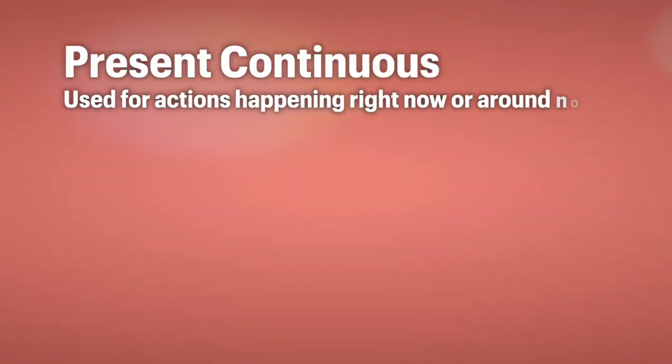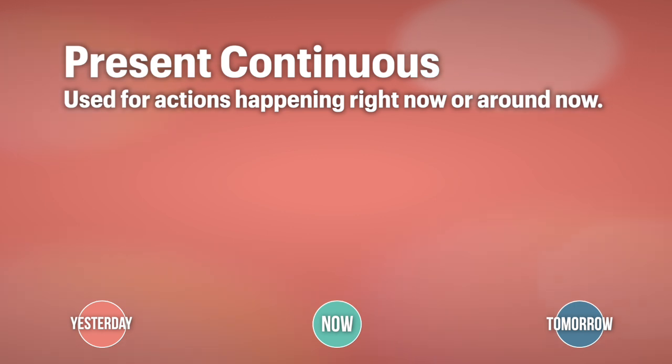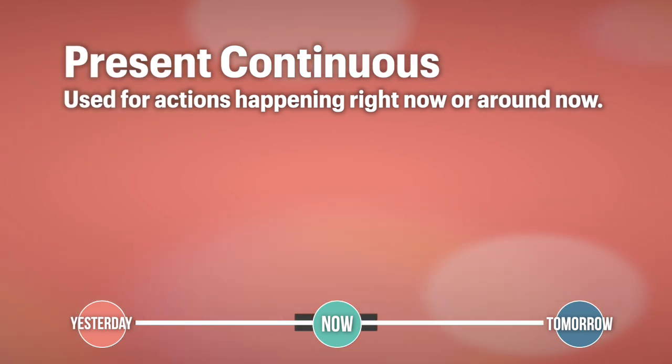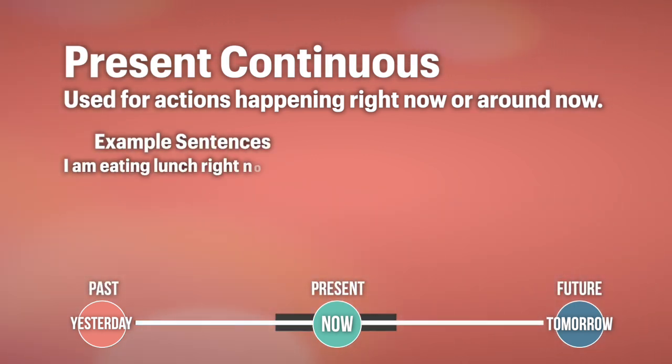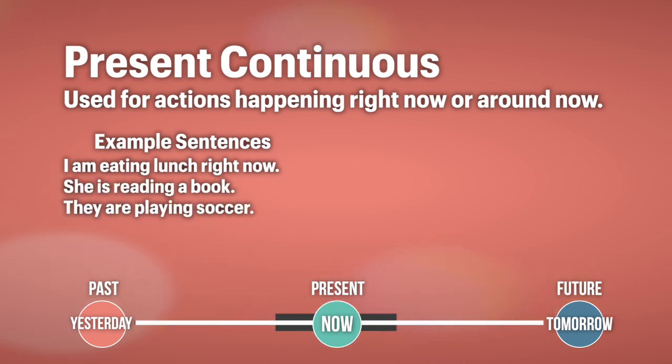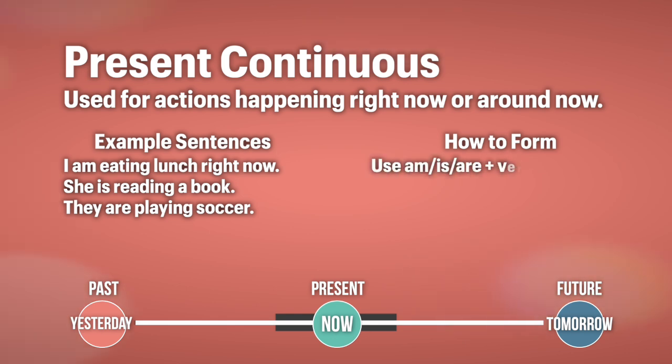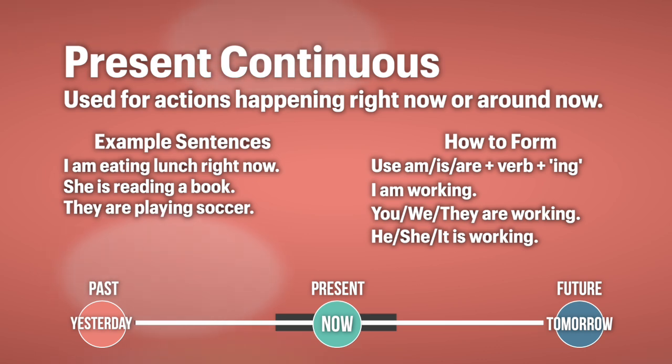The present continuous tense is used for actions happening right now or around now. For example, I am eating lunch right now. She is reading a book. They are playing soccer. How to form the present continuous? Use am, is, are plus verb plus ing. I am working. You are working. He is working.